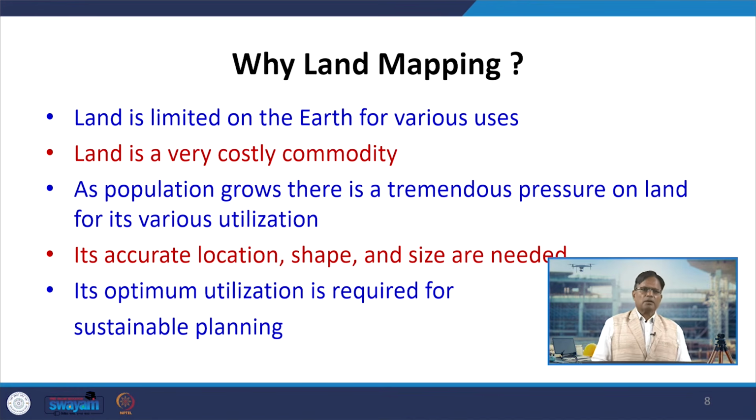So when we prepare the map, we show all these three so that we understand the location, we understand the shape of the land piece and what the different sizes are, and its optimum utilization is required for sustainable planning. So there are a very large number of uses for which this land mapping is required.